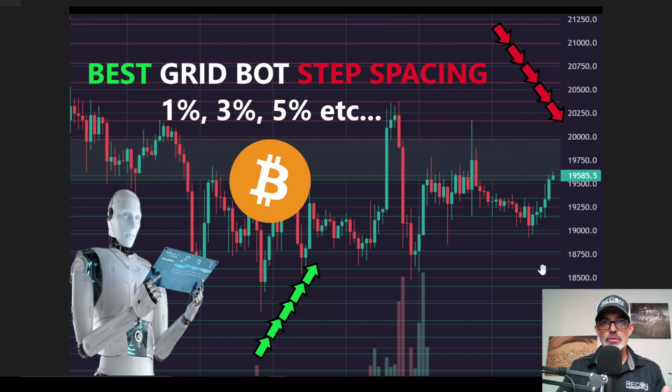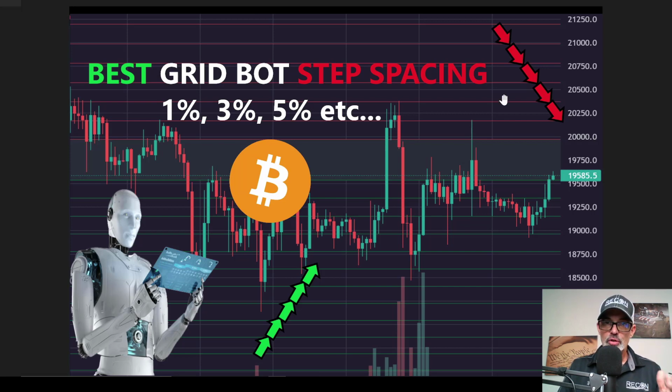In today's video, I will share with you the best grid bot step spacing, at least in my experience, when it comes to configuring and deploying one of these grid bots over on platforms like Bitsgap, KuCoin, etc. The spacing is going to be similar. There may be slight differences, but the concept is pretty much the same.